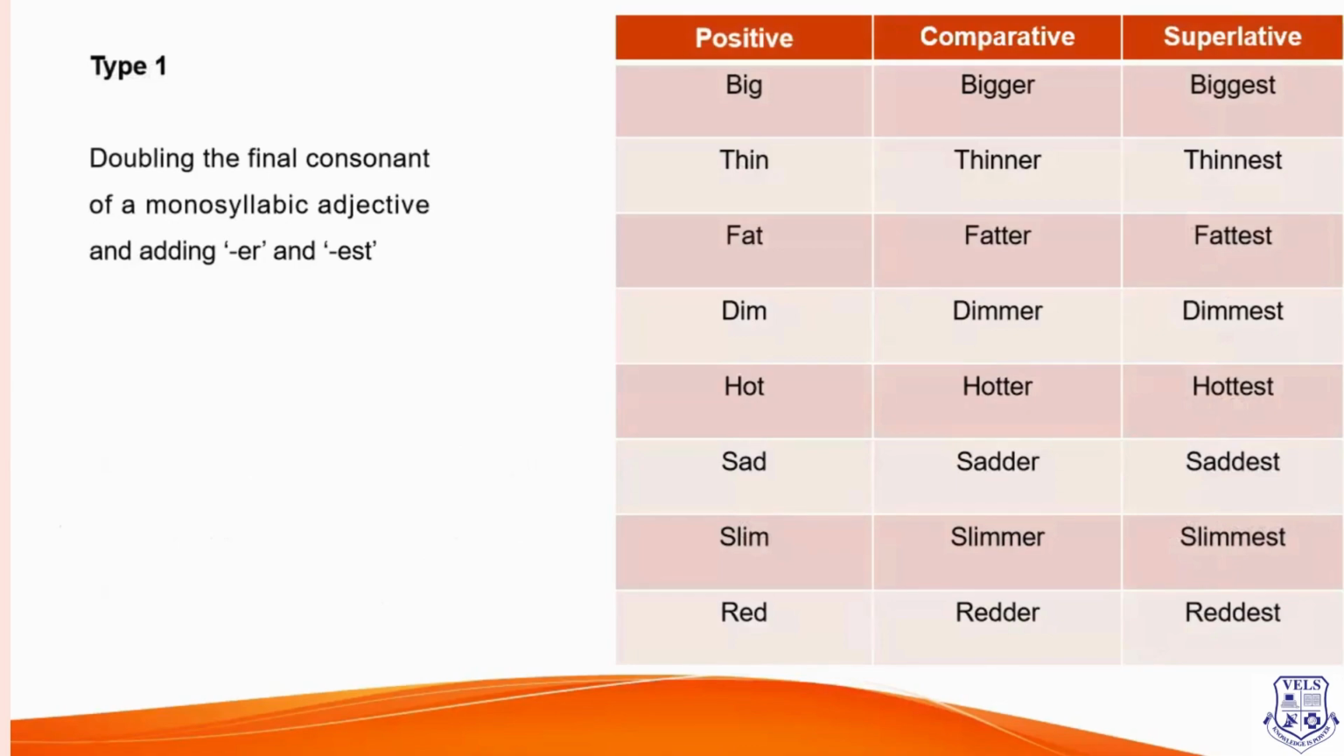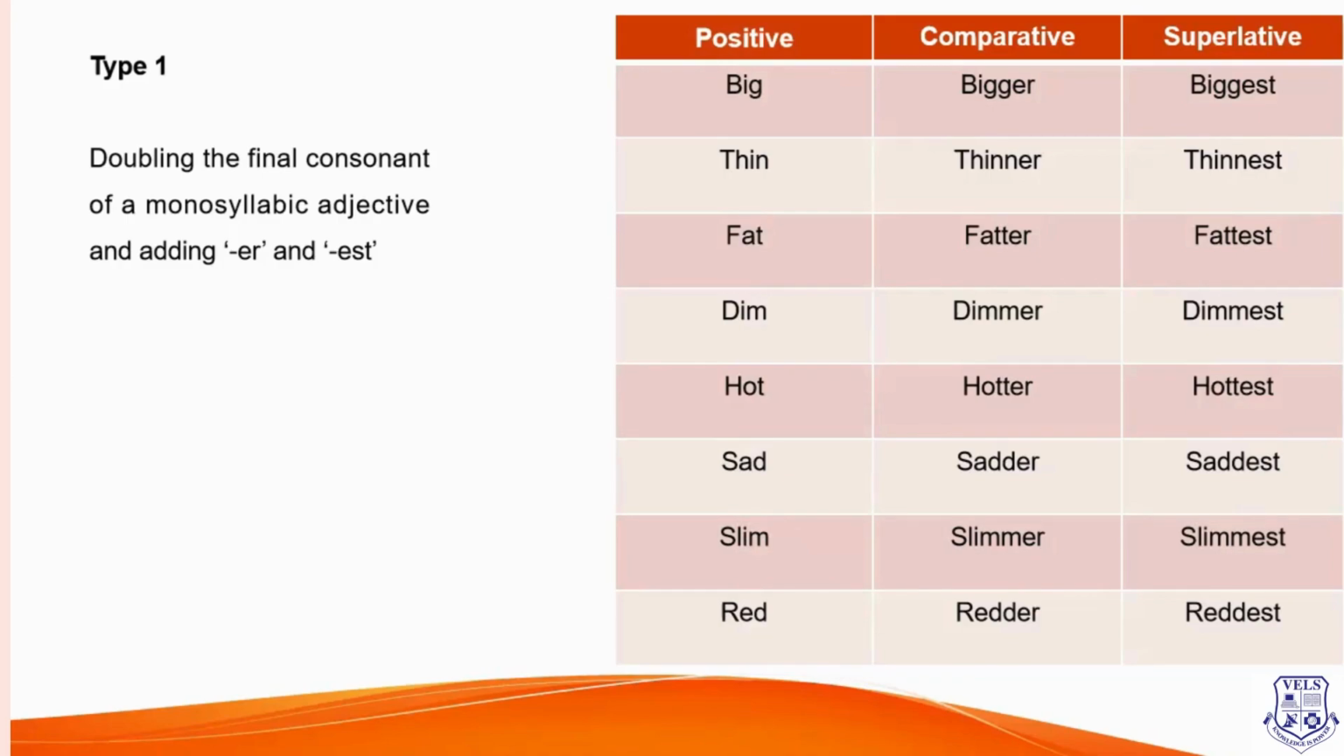So, the most important thing while learning about degree of comparison is the changes that happen to the adverb or adjective. There are many types. The first type is doubling the final consonant of a monosyllabic adjective by adding ER and EST. For example, look at this table. The first word, big. The positive degree of big is big, whereas the comparative degree is bigger. The superlative degree of big is biggest. So we add ER and EST.